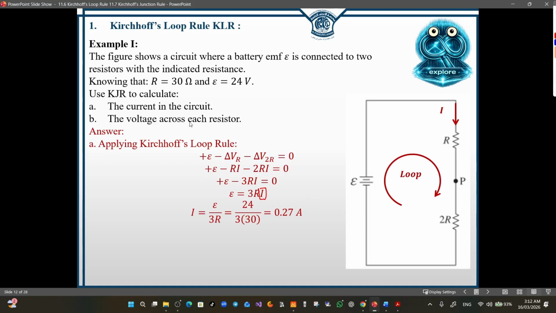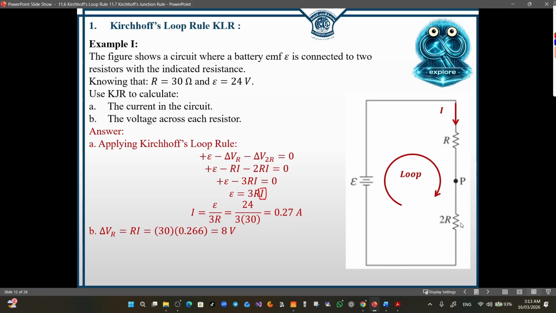Now, to find the voltage across each resistor, we just need to apply Ohm's law to each one of these resistors. For the first resistor, Ohm's law states that delta V is equal to R times I. The R is given by 30, and the current is 0.27, or 0.2266, and this will give us delta V of R equal to 8 volts.